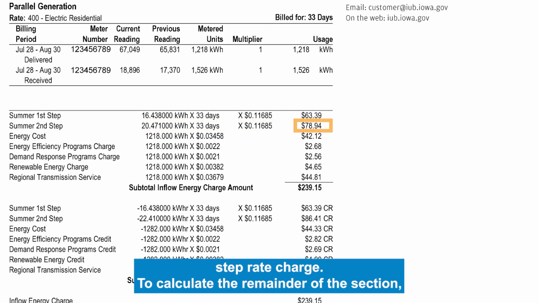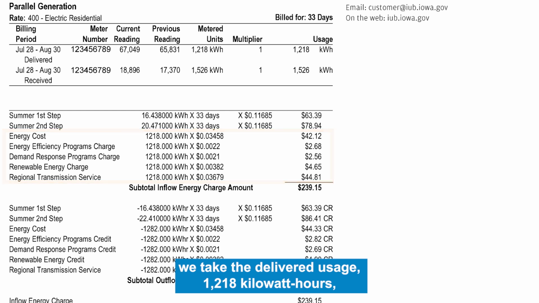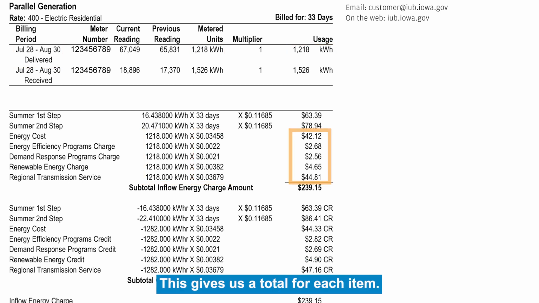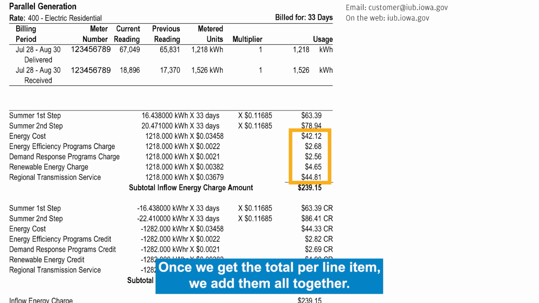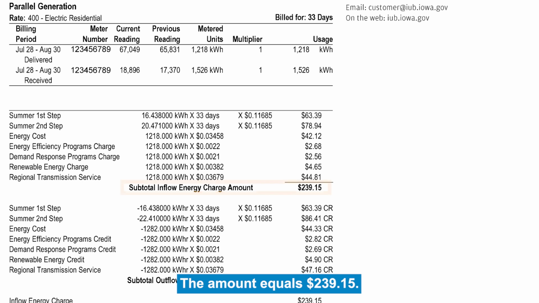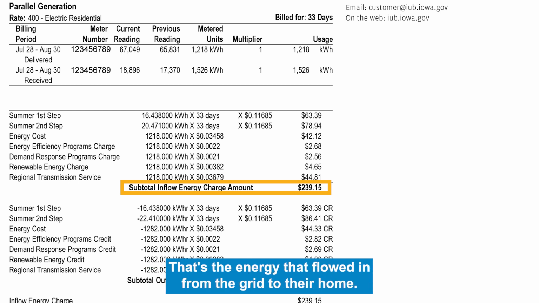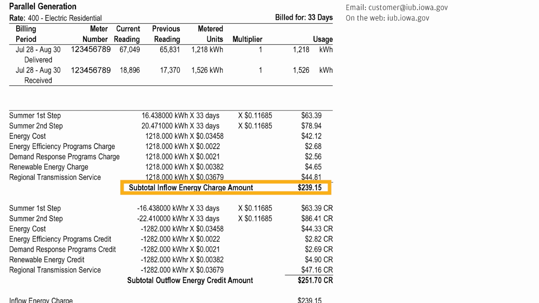To calculate the remainder of the section, we take the delivered usage, 1,218 kilowatt hours, and multiply that by the applicable tariffs for each line item. This gives us a total for each item. Once we get the total per line item, we add them all together. The amount equals $239.15. This is our example customer's total charge for the energy they consumed. That's the energy that flowed in from the grid to their home.